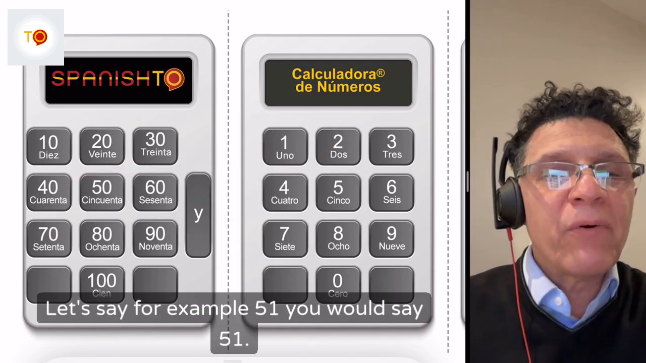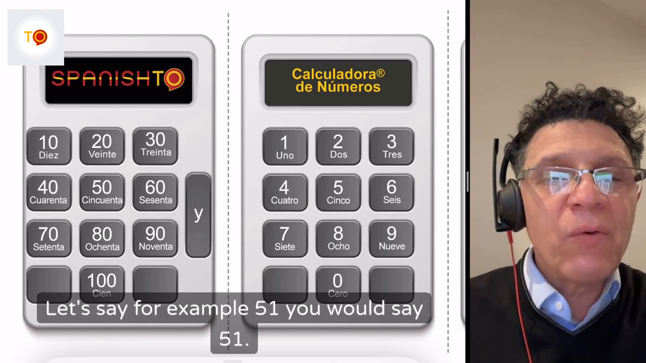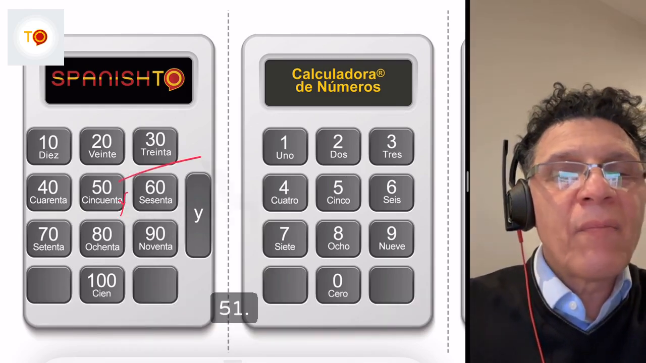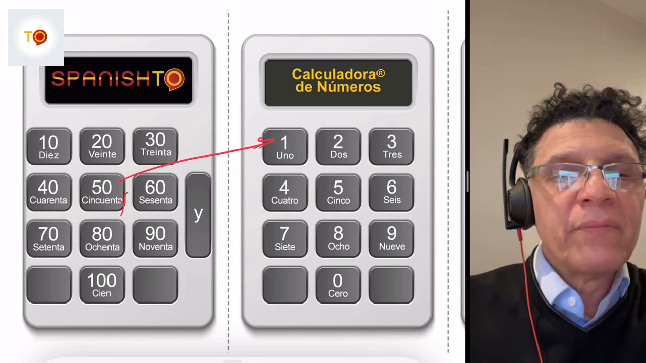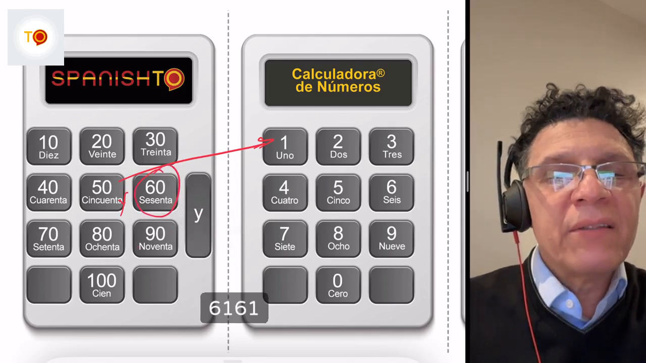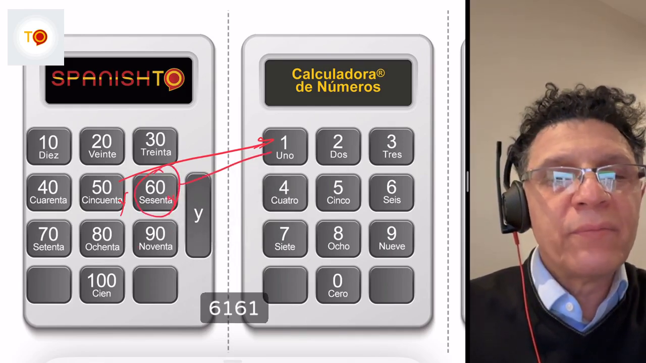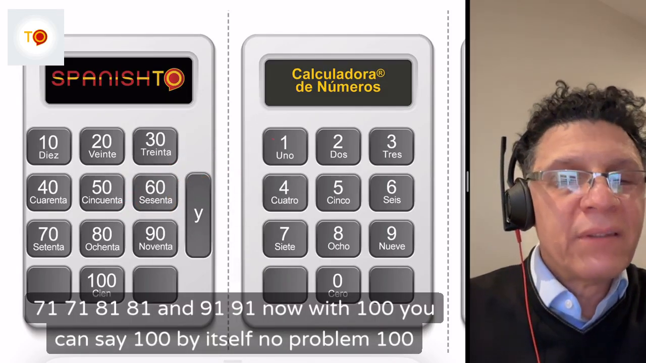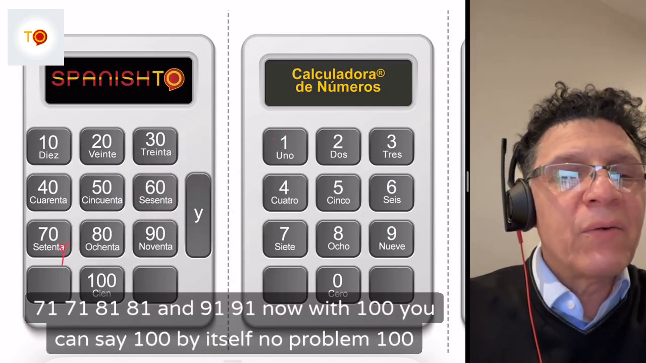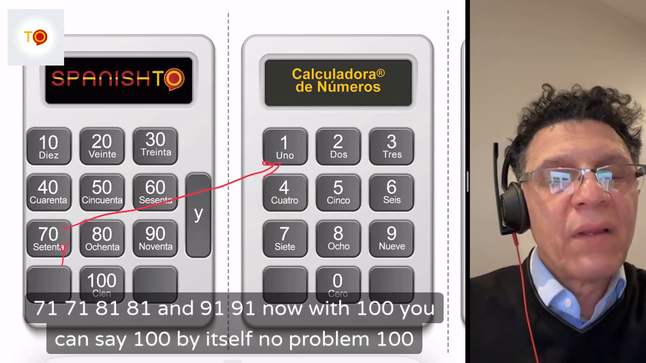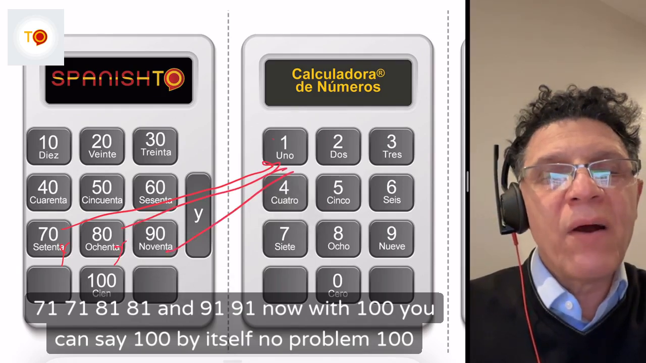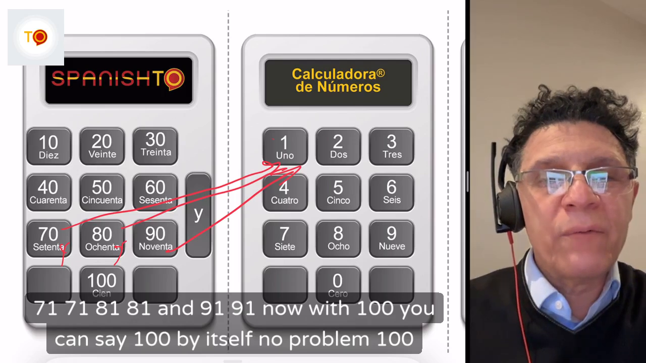And the same with the other numbers. Let's say, for example, 51, you would say 51. 61, 61. 71, 71. 81, 81. And 91, 91.